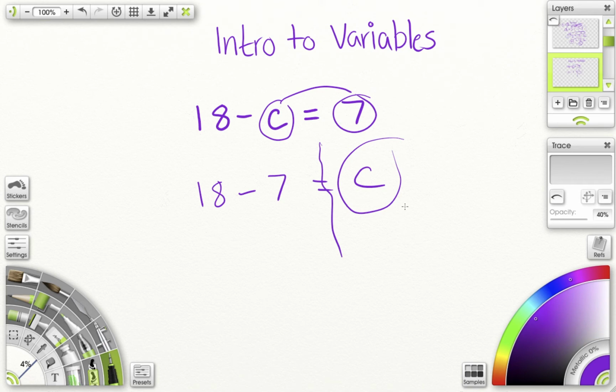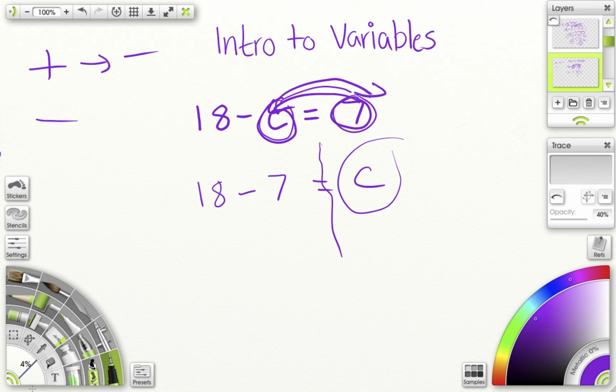Why not just make it simpler by just moving this number over here and moving C over here? So therefore, I just do 18 minus 7, and that equals C. Remember, for addition, you do the opposite. You do subtraction. For subtraction, it usually just stays subtraction.